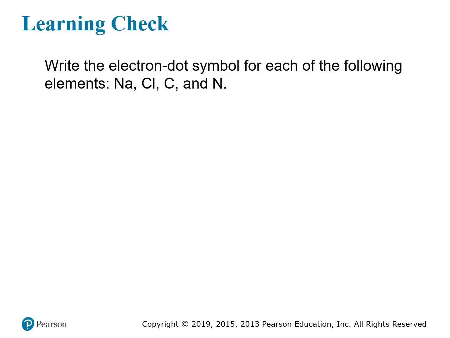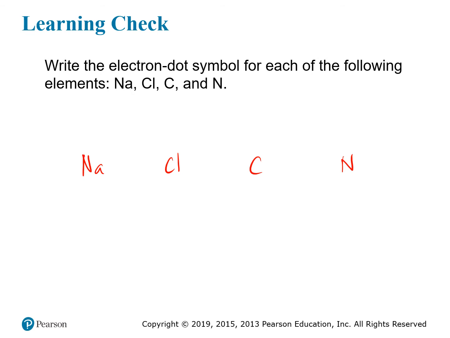So to practice this a little bit, we just want to write the electron dot symbols for each of these elements. You have sodium, atomic symbol Na, chlorine, atomic symbol Cl, carbon, atomic symbol C, and nitrogen, atomic symbol N. To write the Lewis symbol, or the electron dot symbol, the only thing that we need to know is the number of valence electrons. And to know the number of valence electrons, all we have to do is look on the periodic table. And it's the group number, right?